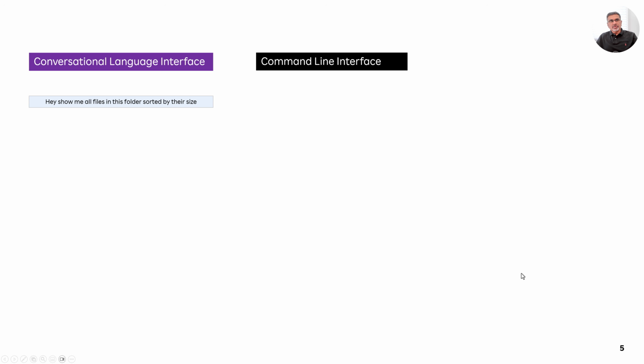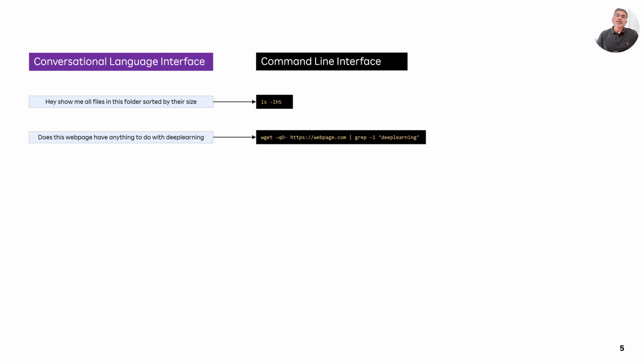Let's illustrate this through an example. Let's say that the DevOps engineer says, hey, show me all files in this folder sorted by their size. We want a neural network architecture that understands what is being asked here, and then emits a command like ls -lhS, which will give you all the files sorted by their size. Or something like, does this web page have anything to do with deep learning? And then the neural network automatically figures out that first it needs to pull a web page using something like wget, pipe the result to grep, and then look for the word that the user is asking it to look for.